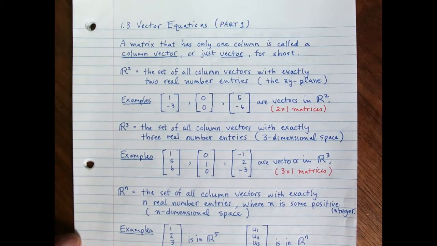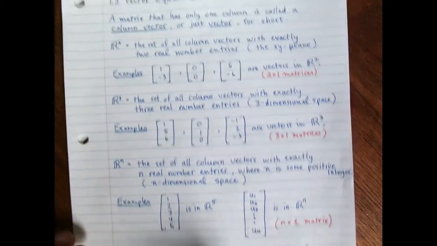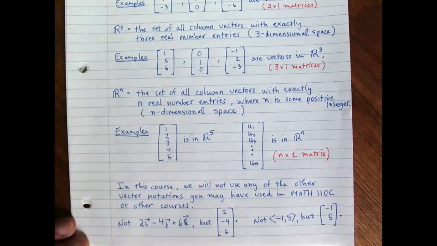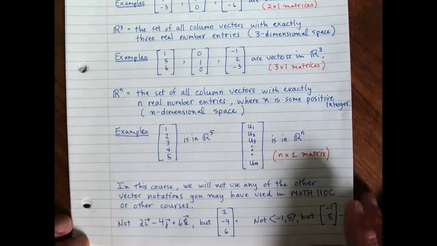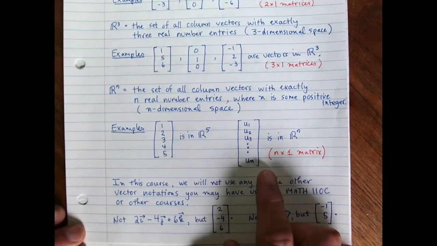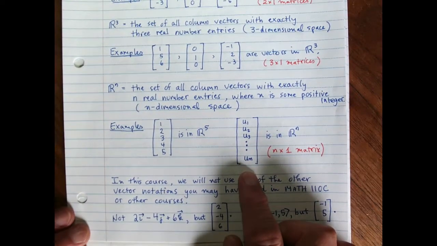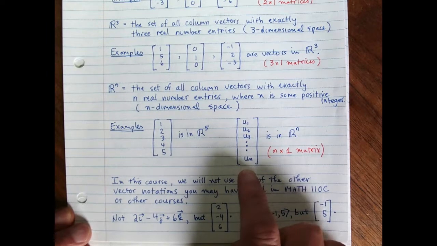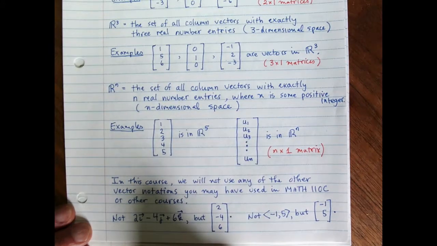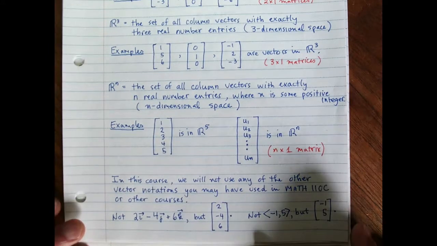Could be n-dimensional space. In my examples, I have here a vector from R5, 5-dimensional space, and sometimes, again, we'll try to write down a vector that is an element of Rn. Now we don't know exactly how many entries there should be, so symbolically we'll write something like this: U1, U2, U3, ... to Un, an n-by-1 matrix in Rn.